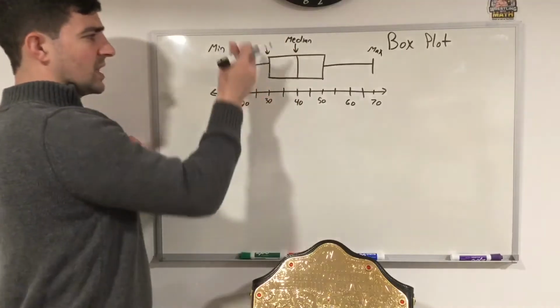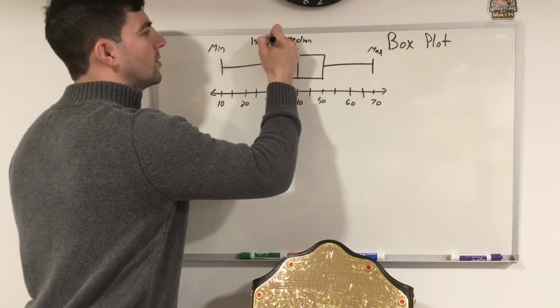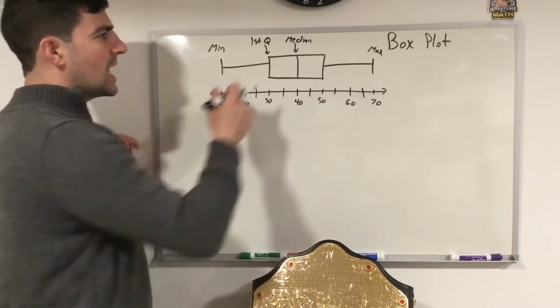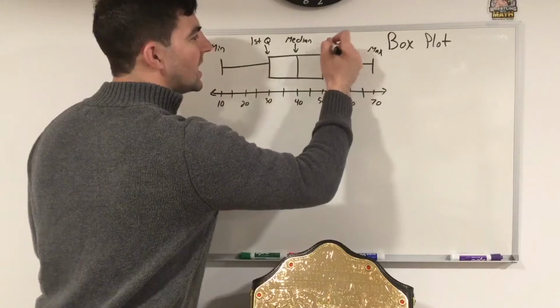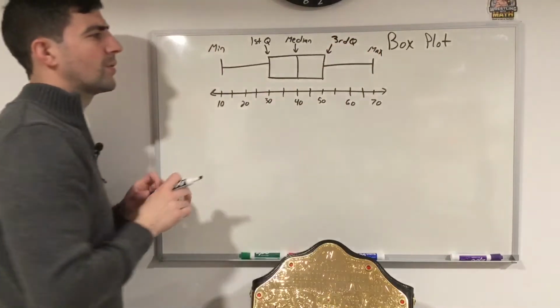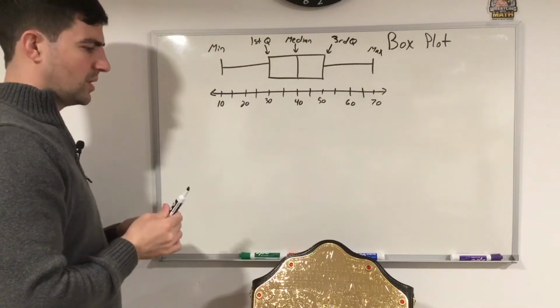The first line of that box is called your first quartile. You'll see Q1, 1Q, whatever it may be. And your last line of the box is your third quartile, or Q3. So again, 5-number summary, that's what we're going to deal with.